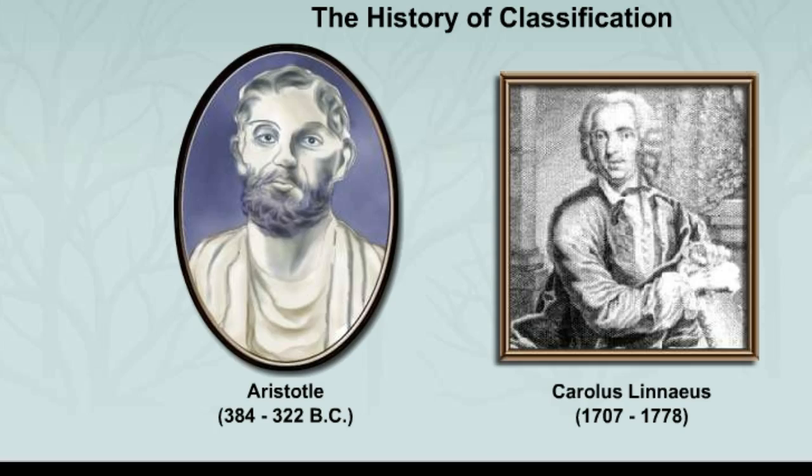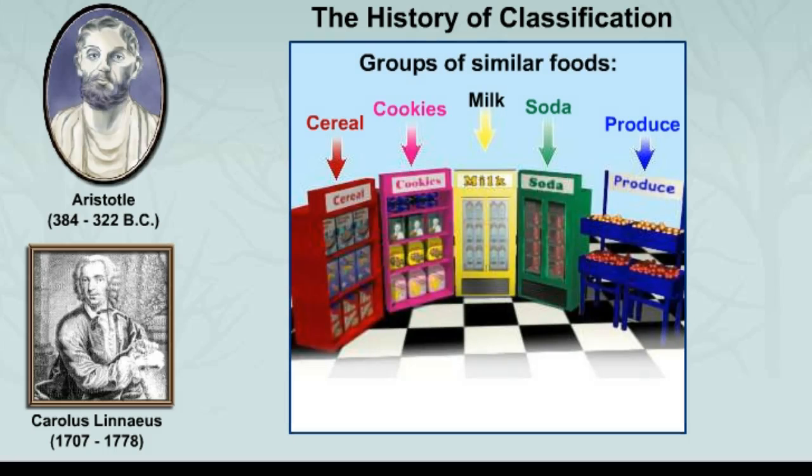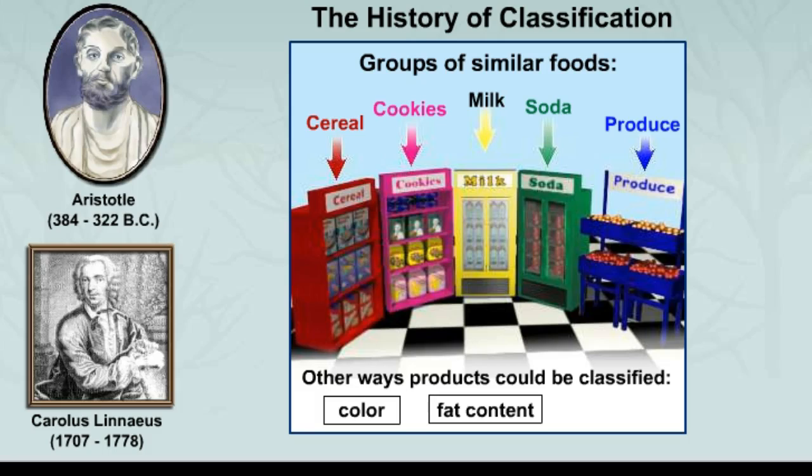You have now learned the history of classification. You know how to name organisms using binomial nomenclature. You should also be familiar with how to identify organisms using a key. You might recall that products are arranged in the grocery store by grouping similar food types together. However, stores could also have arranged the products by color, fat content, or by overall shape.